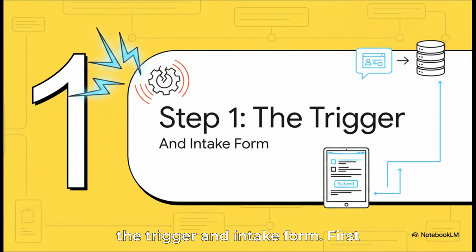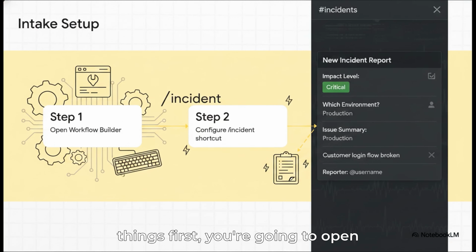Step 1, the trigger and intake form. First things first, you're going to open up Workflow Builder right from your Tools menu. For step 2, you configure your trigger. We're going to set up a shortcut, specifically using the slash command, so /incident, to start the workflow from literally anywhere. Then, step 3, you add a collect info in a form action. What this does is it instantly pops up a structured intake form right on the screen of whoever typed the command. No more back and forth asking, hey, what's the impact, or which environment is this? Nope, the form just demands those answers up front.